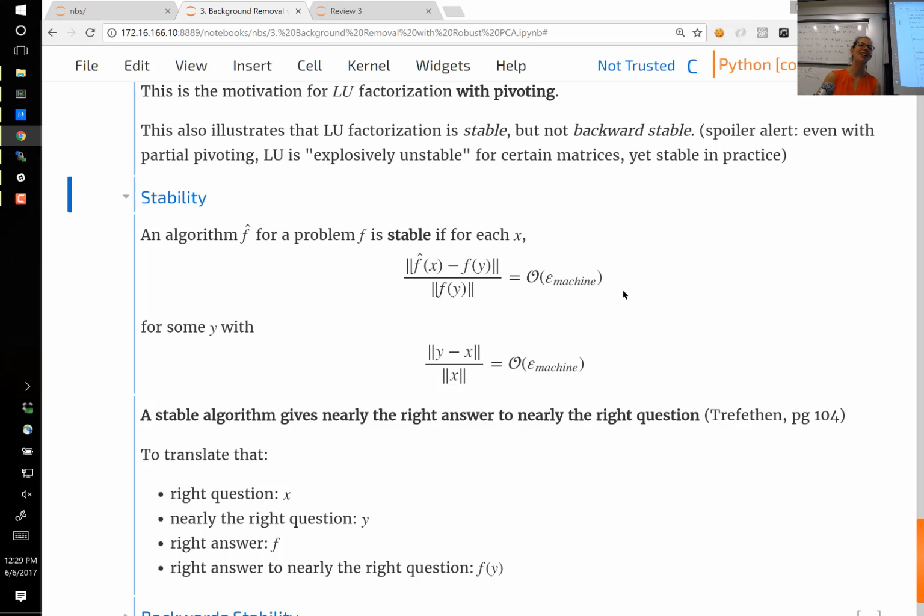I don't get it, sorry. So F hat is like the thing you've written. Yes. And F is like some theoretical real version. Yeah. And then what's the difference between X and Y? So X is the true problem you're interested in, and Y is the problem close to that. So why is it F hat of the true problem minus F of the not true problem? That's a good question, and that's because we're saying that you're getting nearly the right answer to nearly the right question.